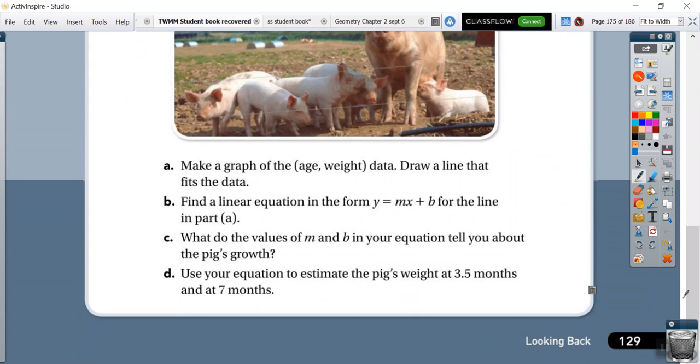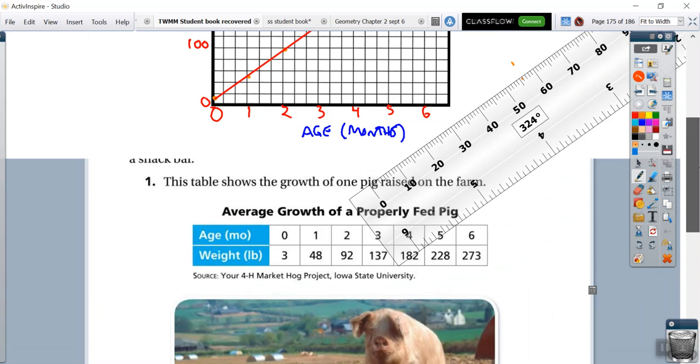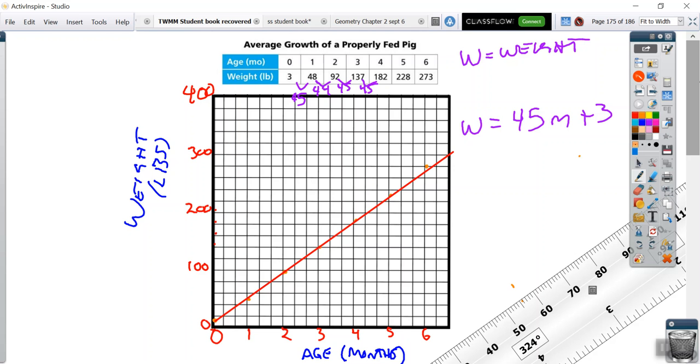All right, what do the values of M and B in your equation tell you about the pig's growth? Well, the 45 represents how many pounds you can expect a pig to put on every month. B is its birth weight. And use your equation to estimate the pig's weight in 3.5 and 7 months. All right, because maybe it has a vet appointment at 3.5 months. All right, so we are going to go ahead and use this equation. So we have W, that's what we're trying to find, equals 45 times the number of months, 3.5, plus 3.